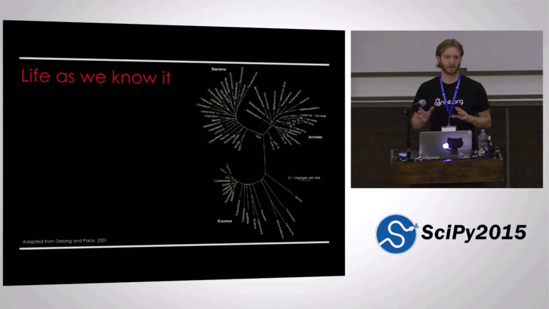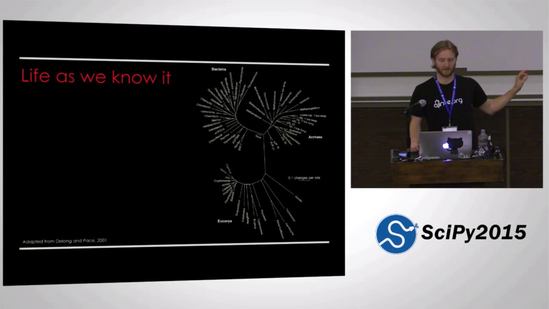I'm Adam, and today Yoshiki and I are going to talk to you about Qiita and Emperor, which are two Python projects we've been developing in the Knight Lab for conducting microbial ecology analyses, which is a subject that not everyone is familiar with. So here we have life as we know it, and it's the tree of life that shows all three domains, including bacteria, archaea, and eukarya, and within each domain, representative genera.